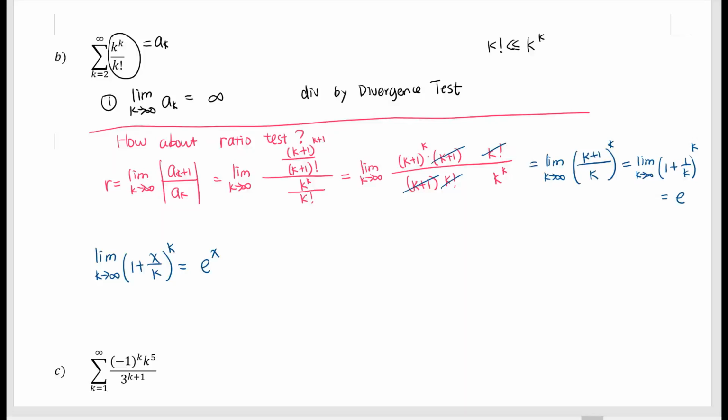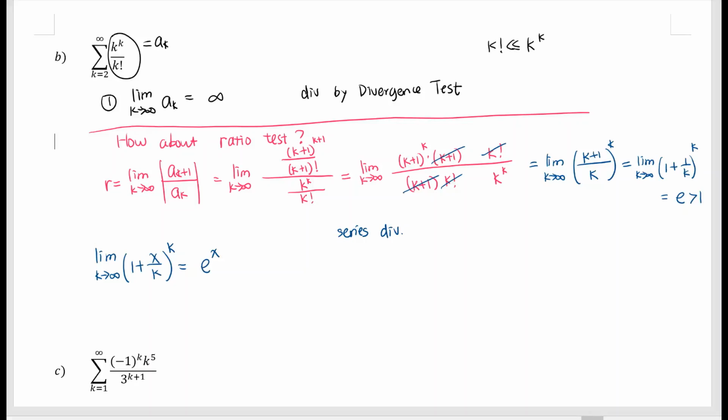And what happens if we get e? If r is e, it is actually greater than 1. So because the ratio is greater than 1, what can we say? The series diverges, okay, by ratio test. You see, we have the same results as the divergence test.